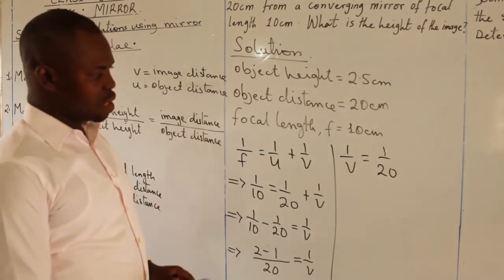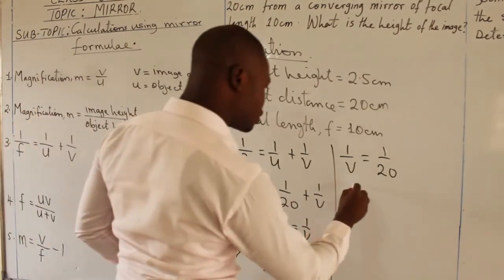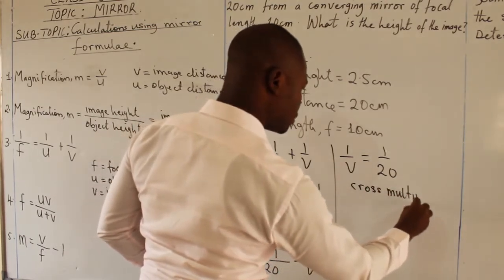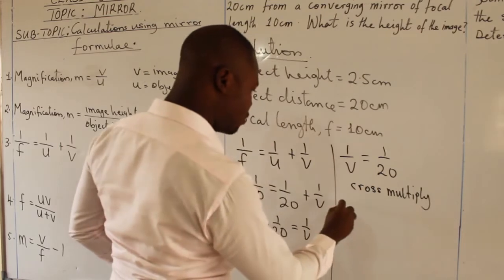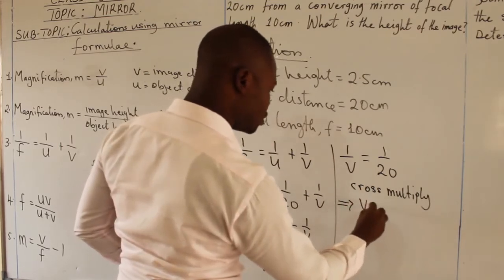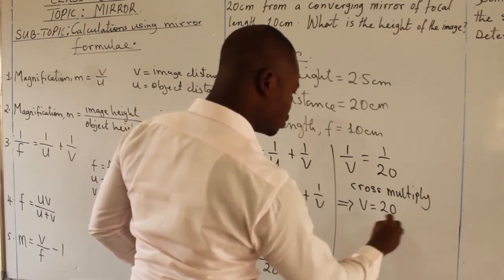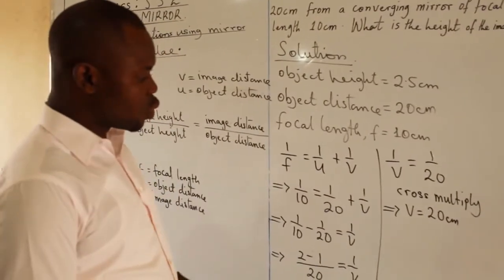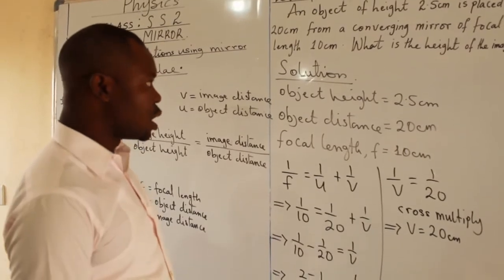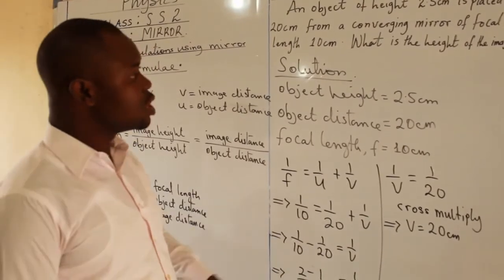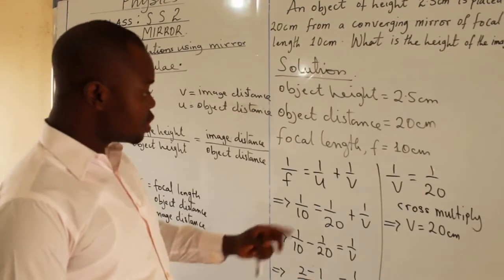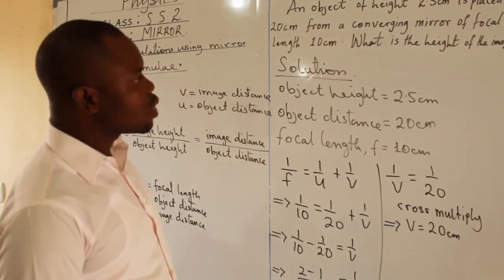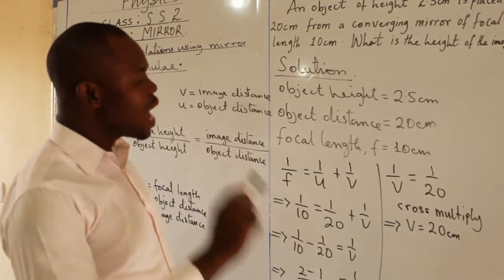Making V the subject, you can cross multiply. So if you cross multiply here, you have your V to be equal to 20 centimeter. So V equals 20 centimeter. But that's not the question. That's not the answer rather. The V is just the image distance. You were to calculate the image height.